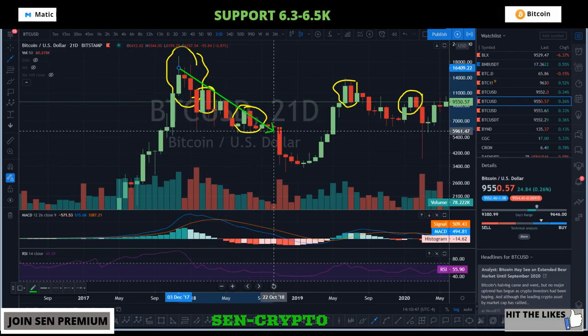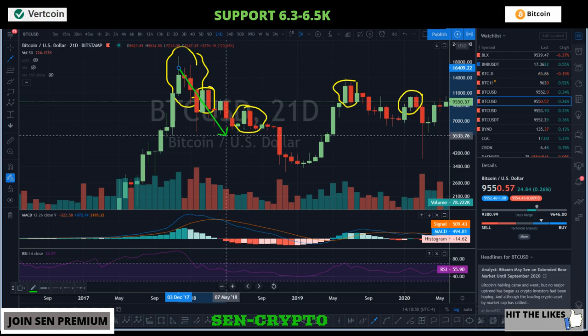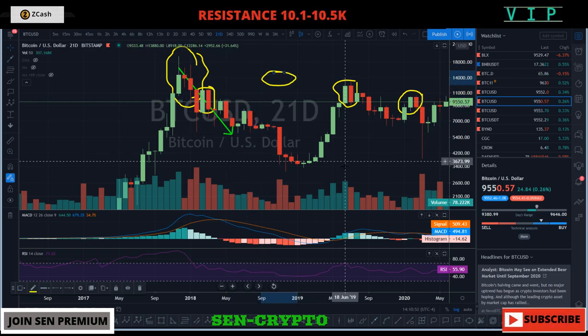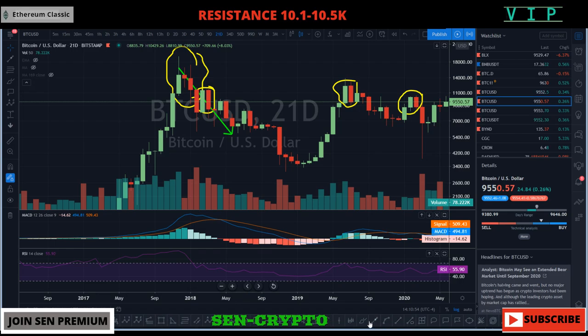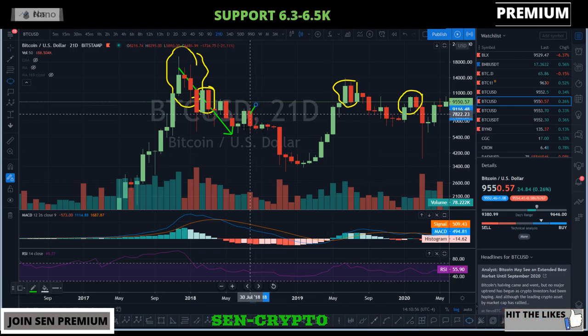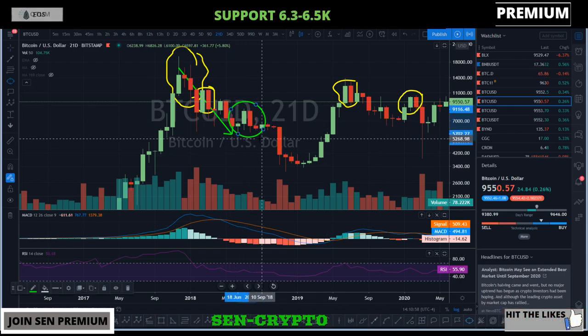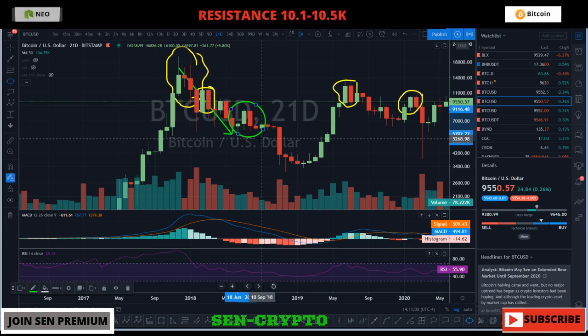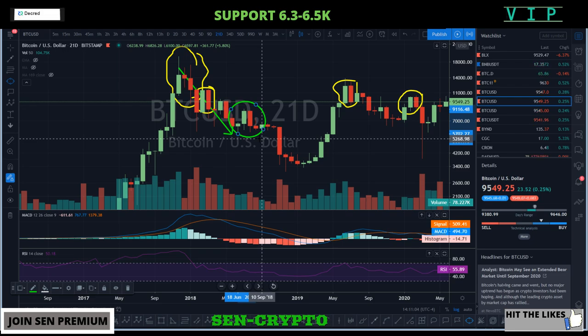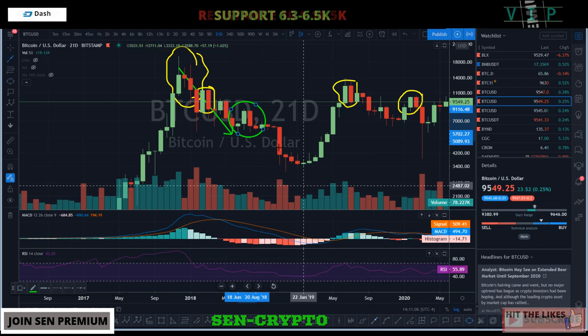At just about this level of 6k, most analysts did not pay attention to the tweezer top, right? We got another tweezer right there, another bearish setup, okay? 99% of the analysts were saying this is not going to break 6k. Guess what? We dropped 50%.